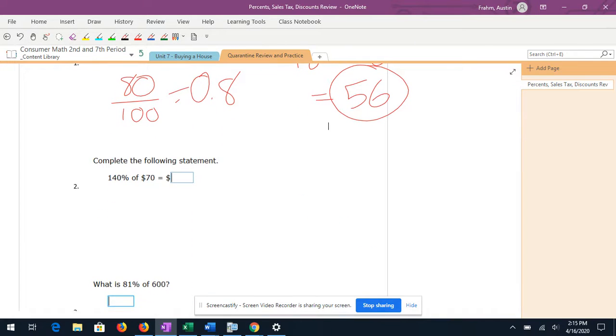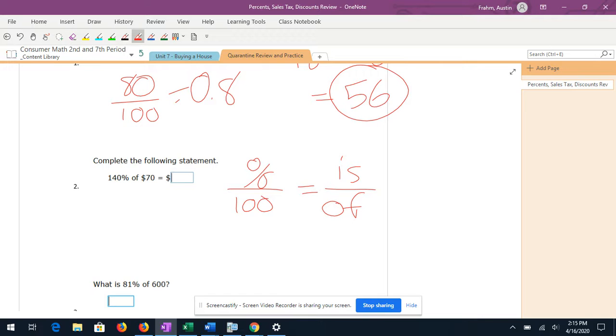Problem number two says complete the following statement. 140% of $70 is blank. So the second way I'm going to show you how to do is to set up a proportion. How that proportion should look is you would take the percent they give you, put it over 100, and then set it equal to is over of.